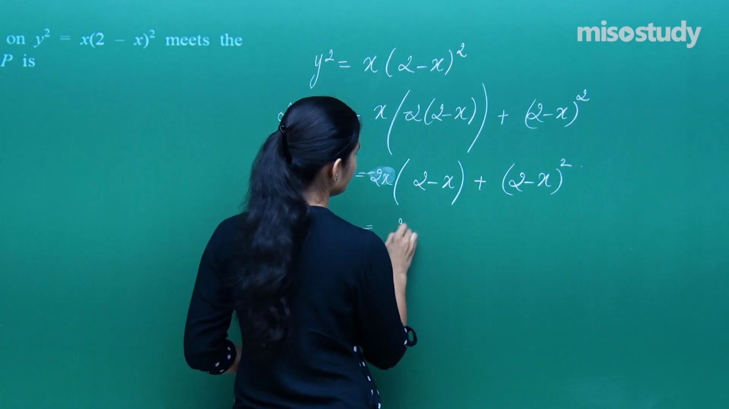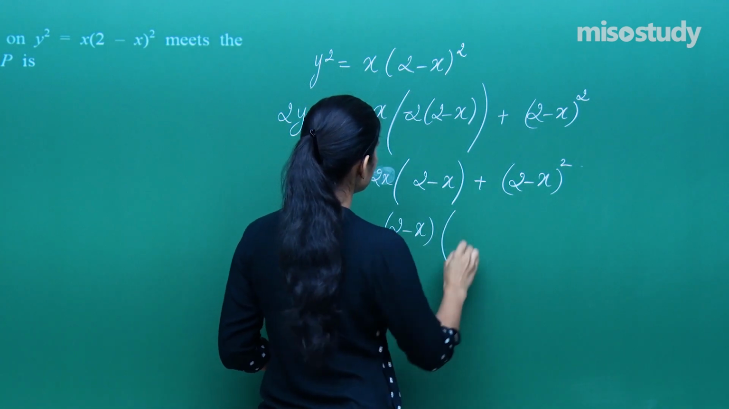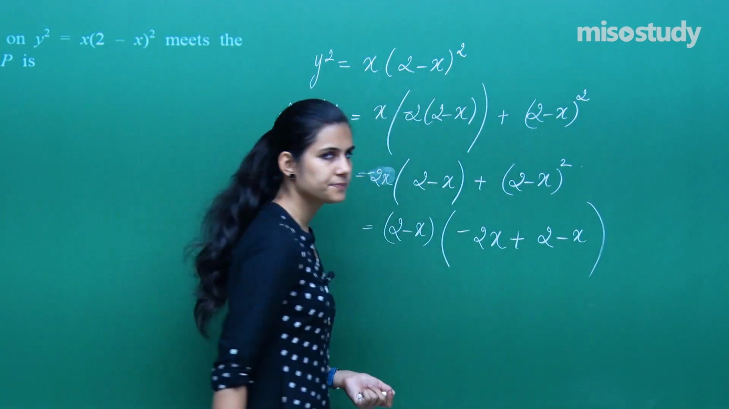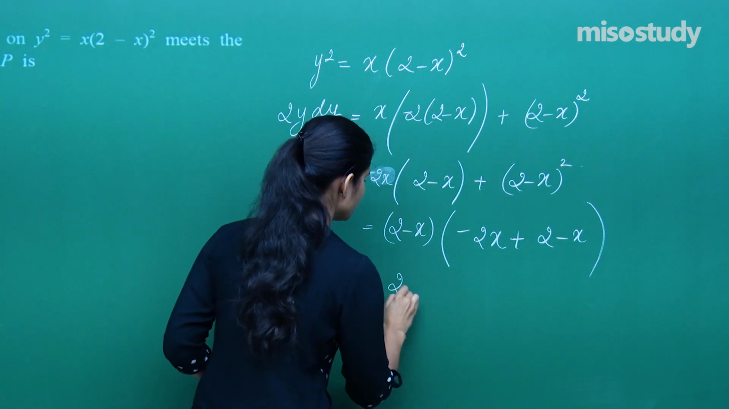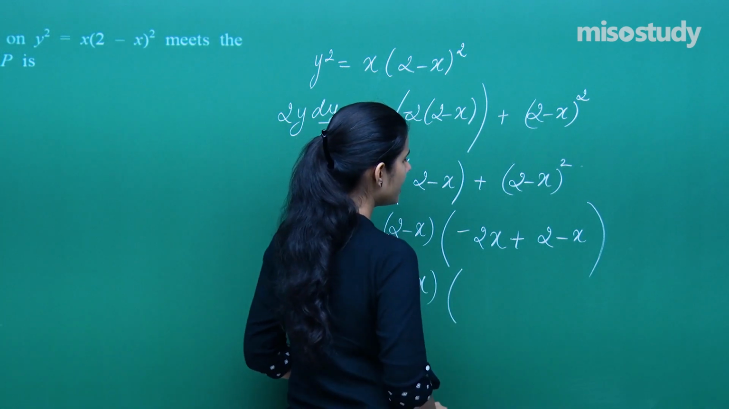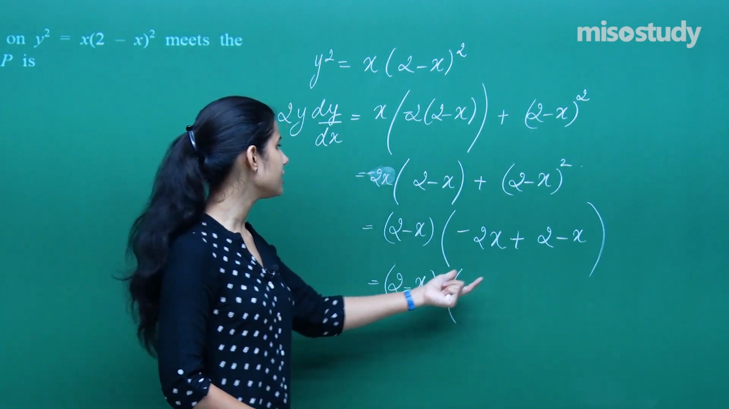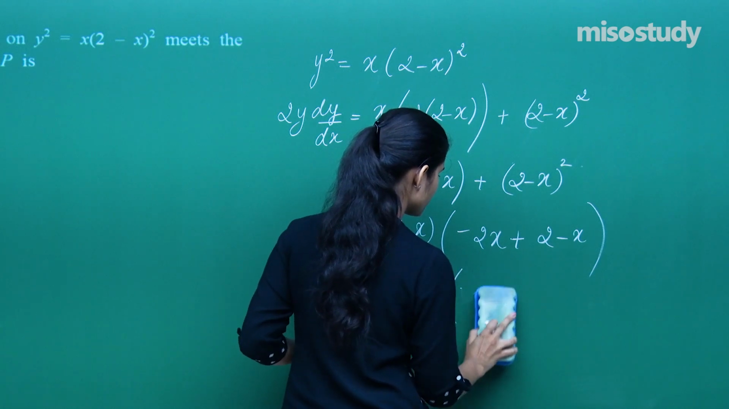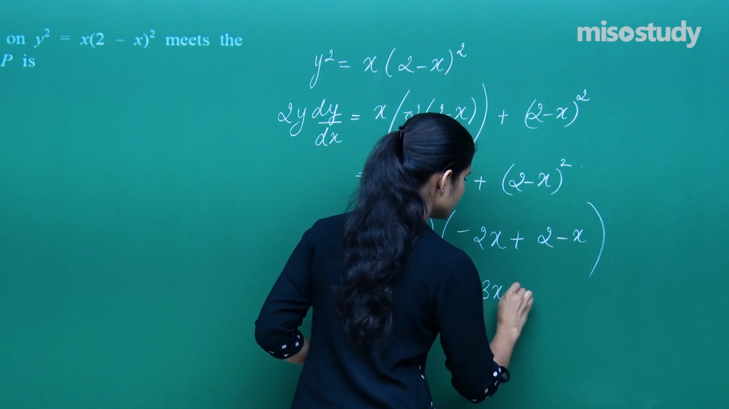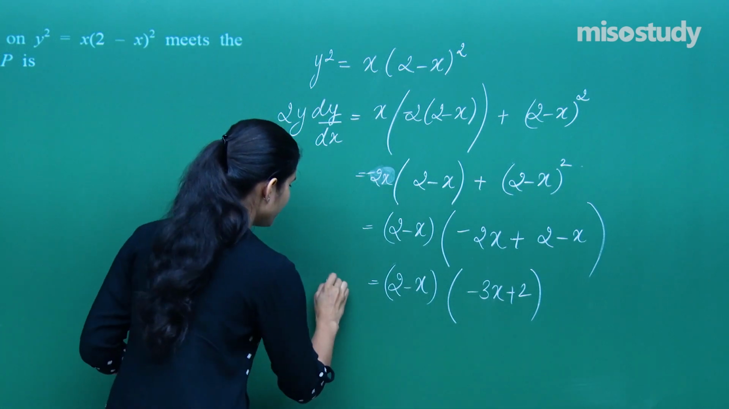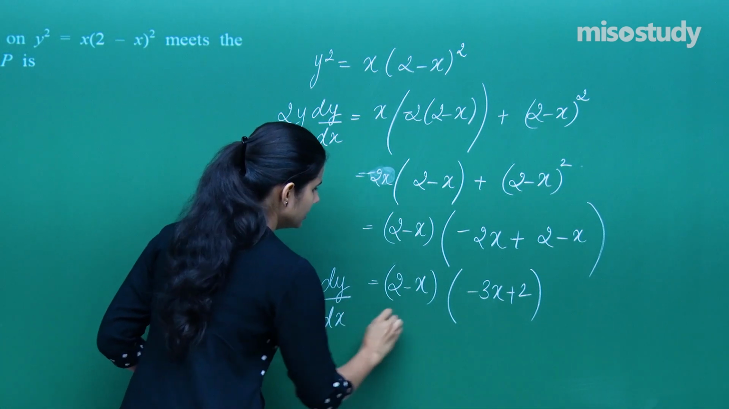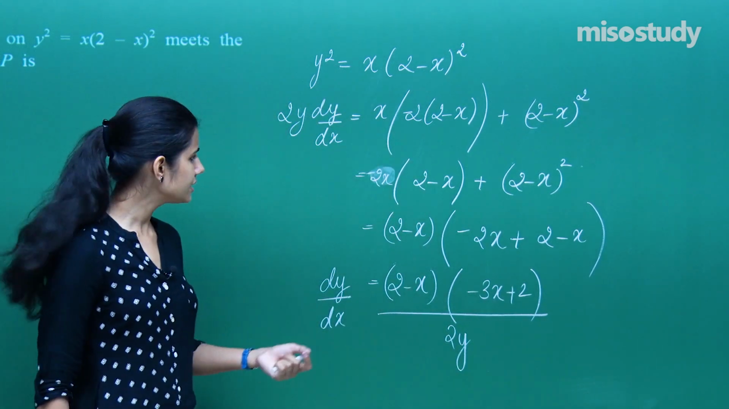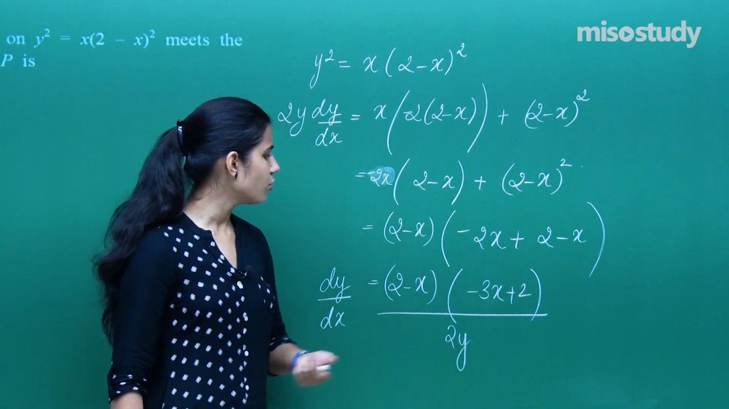Now over here you have (2 minus x) common. Inside you have minus 2x plus (2 minus x). Right? So this gives you (2 minus x), and then what is it that you have over here? Minus 2x minus x, which is minus 3x plus 2. And so dy by dx turns out to be all of this upon 2y. Right? (2 minus x)(minus 3x plus 2) whole upon 2y.